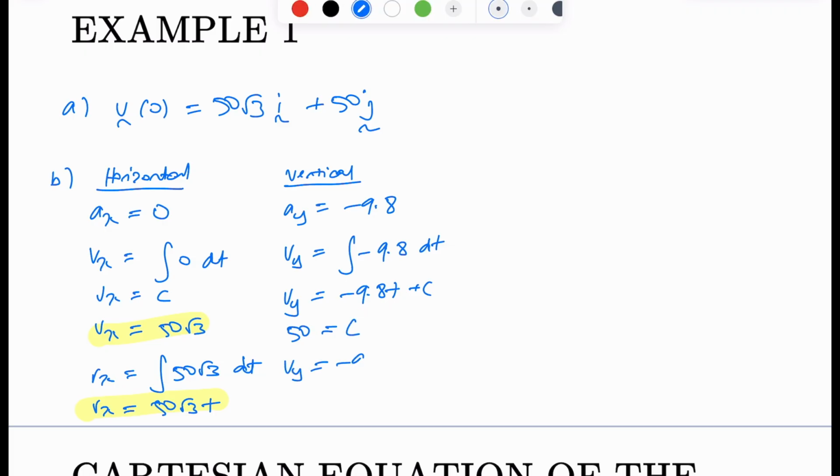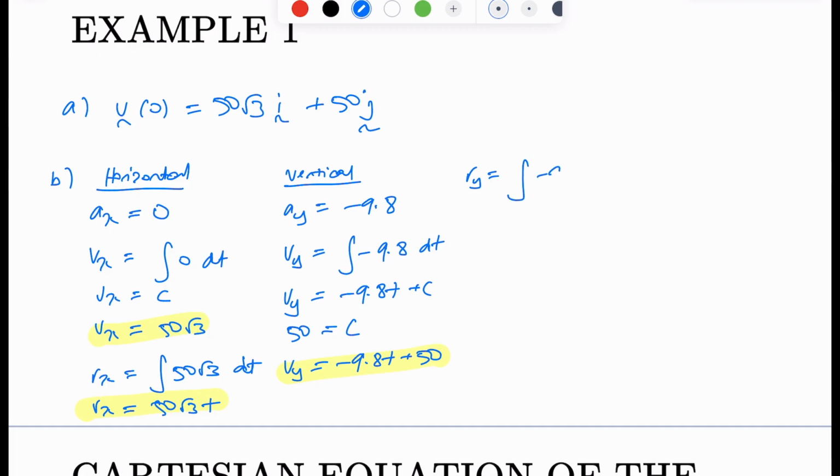So if I put this together, I have negative 9.8 t plus 50. Hopefully this is now a little bit less abstract with the numbers. You can see it's not that tough, it's just some basic integration. So that's my velocity in the vertical direction. Finally, I need to figure out my vertical displacement.